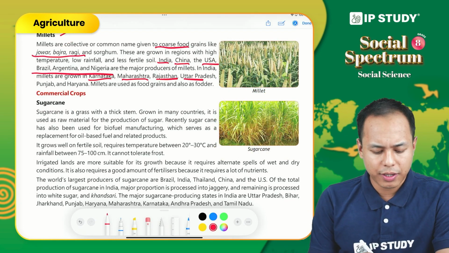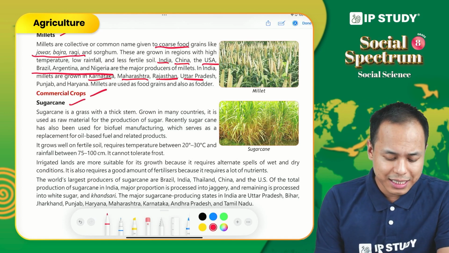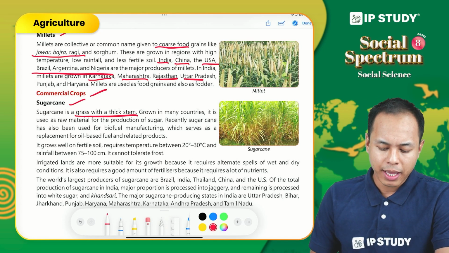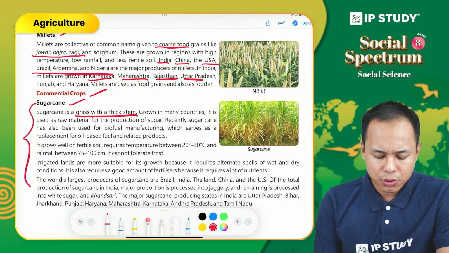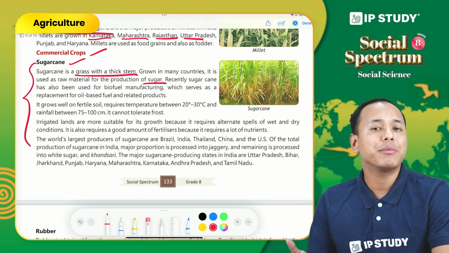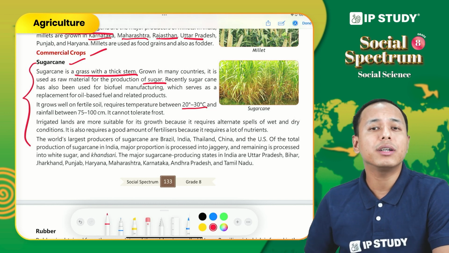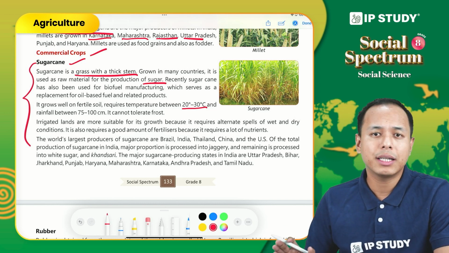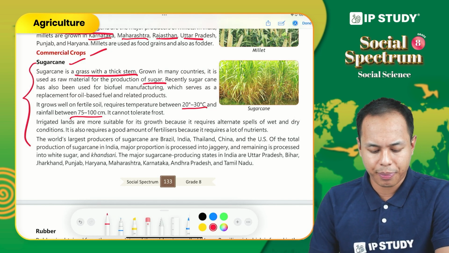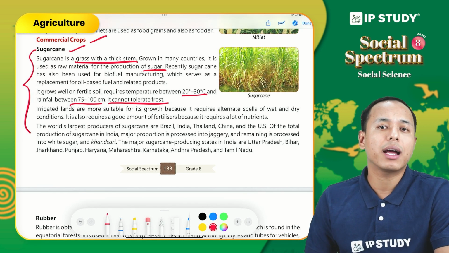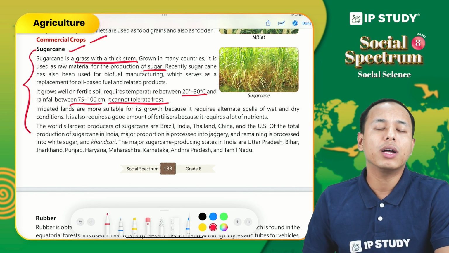So after food crops, we have commercial crops. In commercial crops, we have sugarcane. So what is sugarcane? Sugarcane is a grass with a thick stem. Okay, and it is used as a raw material for production of mostly sugar. And if you look at the climatic condition favorable for growth of sugarcane, fertile soil with temperature of between 20 to 30 degrees Celsius and rainfall between 75 to 100 centimeter. One thing is very important, sugarcane plants cannot tolerate frost. That means it cannot grow in regions with cold climate.